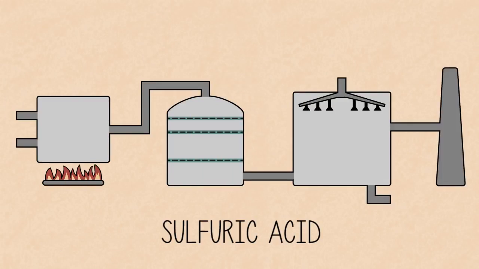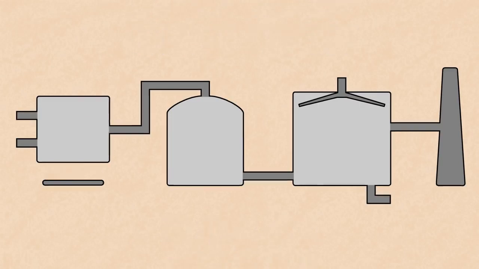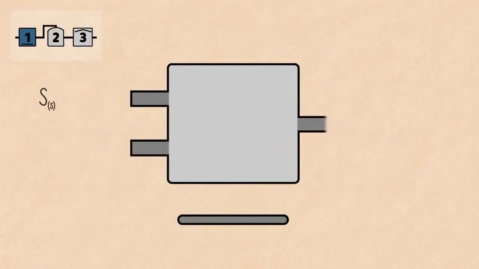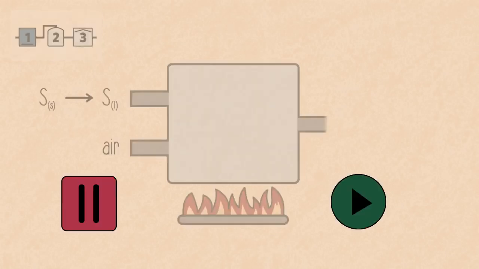Sulphuric acid is made in a three-stage process called the contact process. In stage 1, sulphur is obtained in its elemental form, a solid. It is melted and then combusted in oxygen. What do you think is formed at this stage? Could you write a chemical equation for this? Pause, think and continue when you're ready.